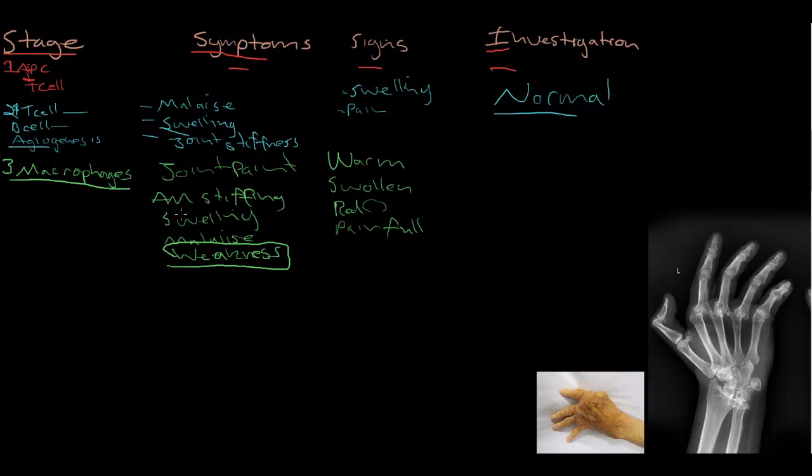Because at this point it's gotten a bit worse, on investigations, some of the inflammation might already be affecting the tendons a little bit, so you're going to get a decrease in your range of motion at this point. And on investigation, say on X-ray, this is when you might see some soft tissue swelling.